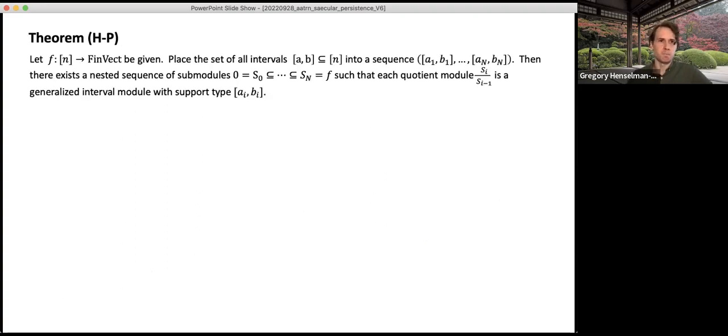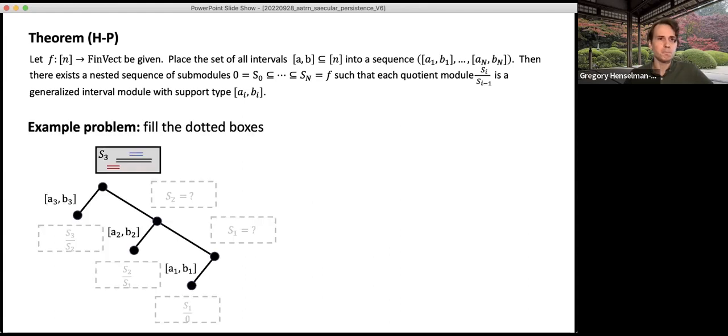Okay, so here's a theorem. It goes like this. Take the collection of all intervals in your poset and arrange them into a sequence. Well, if your persistence module is valued in the category of finite dimensional vector spaces, then there's a nested sequence of submodules so that the quotient of each thing that came before is an interval module with the support type corresponding to that interval in the sequence. So that's a bit of text. Let me give an example.